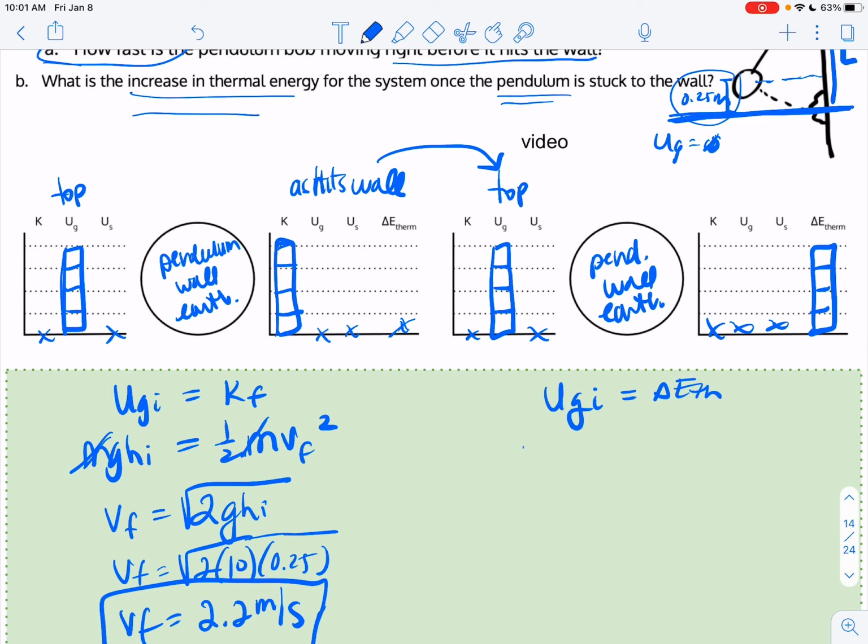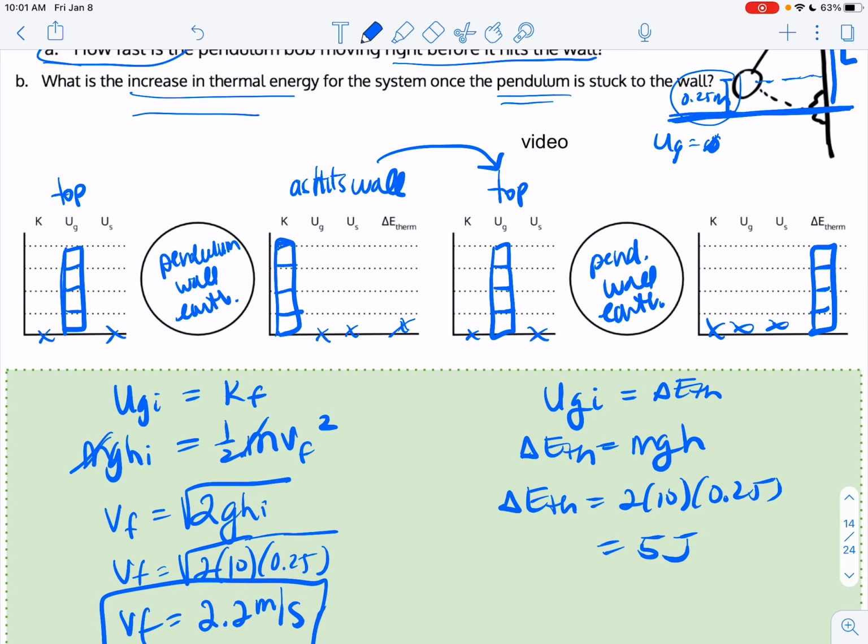Delta E thermal. So I just need to know the mgh, which was the number that I had probably under this radical, 0.32 times 10 times 0.25, which was 0.8 joules. That's the total amount of energy in the system. It didn't go anywhere. If I started with that energy here, it had that energy as it hit the wall, and it had that energy when it was done smacking into the wall. So that much energy was dissipated.